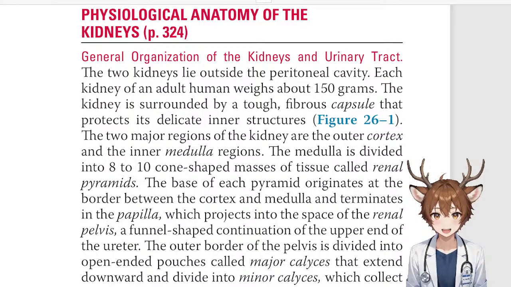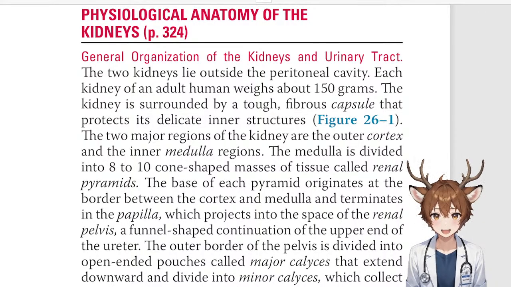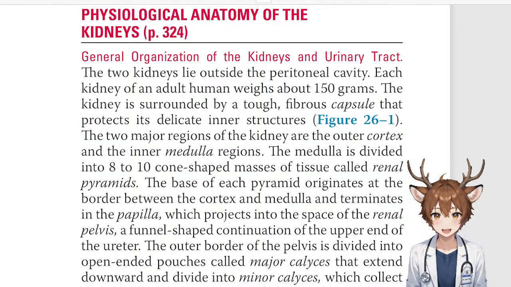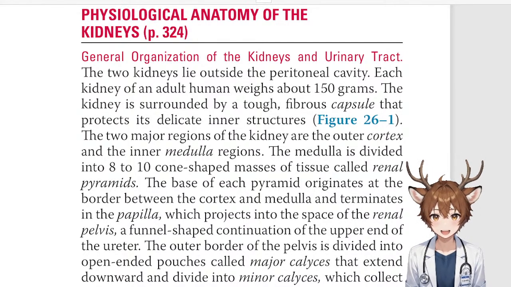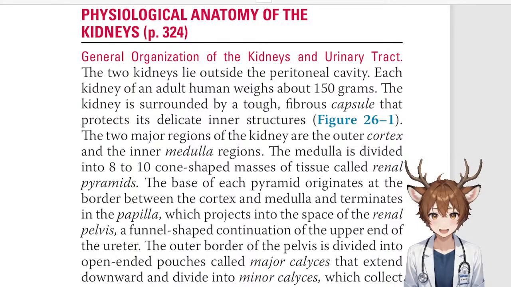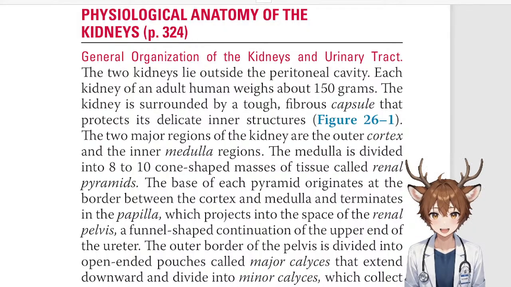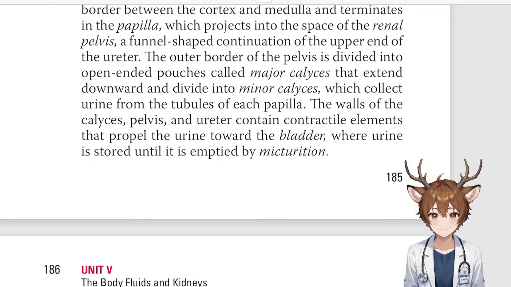The medulla is divided into 8 to 10 cone-shaped masses of tissues called the renal pyramids. The base of each pyramid originates at the border between the cortex and the medulla and terminates in the papilla, which projects into the space of the renal pelvis, a funnel-shaped continuation of the upper end of the ureter. The outer border of the pelvis is divided into open-ended pouches called major calyces that extend downward and divide into minor calyces, which collect urine from the tubules of each papilla.